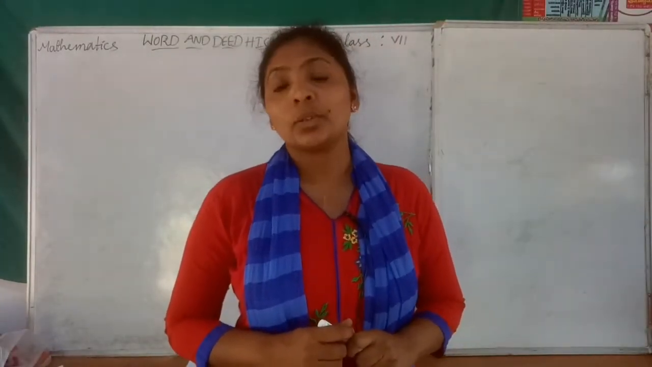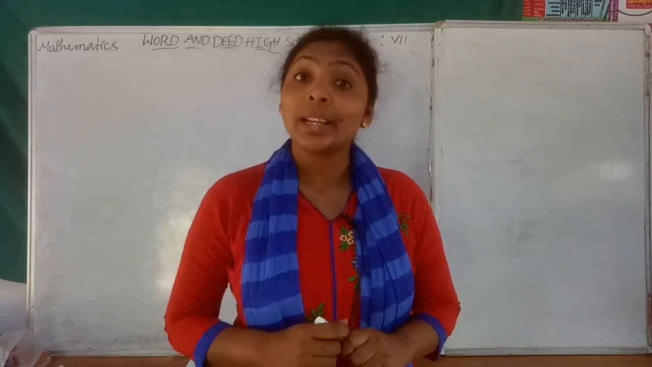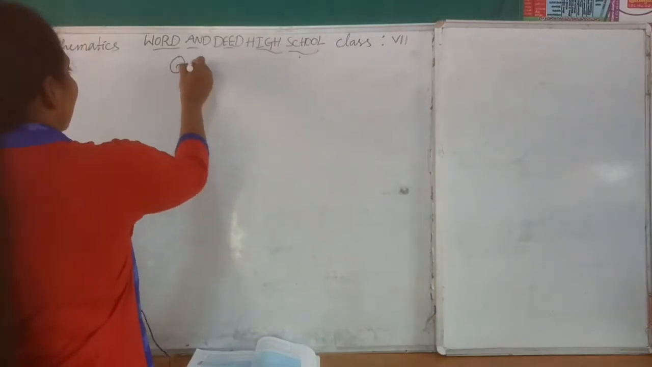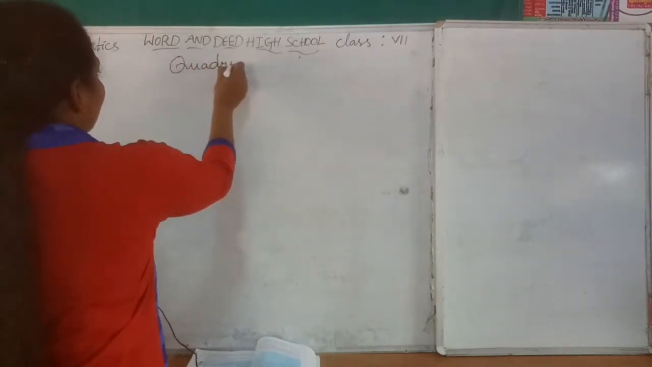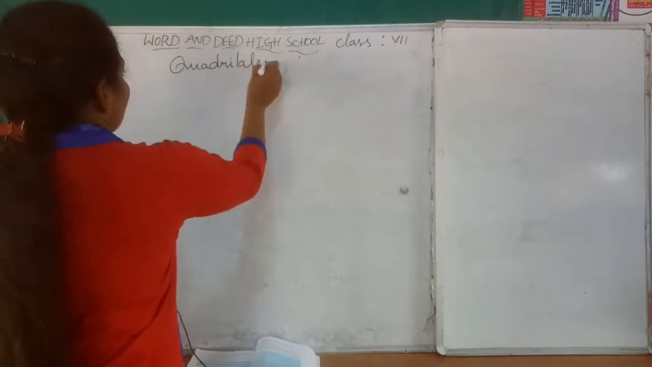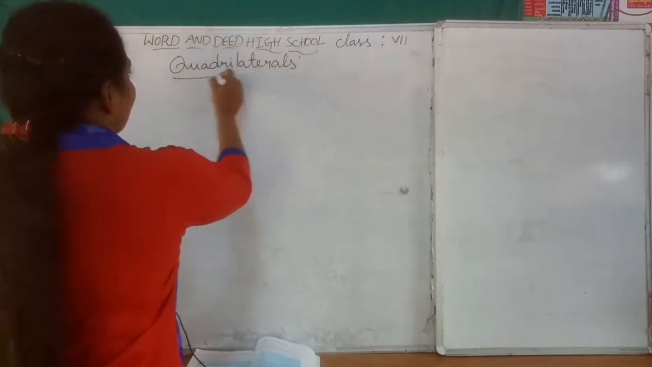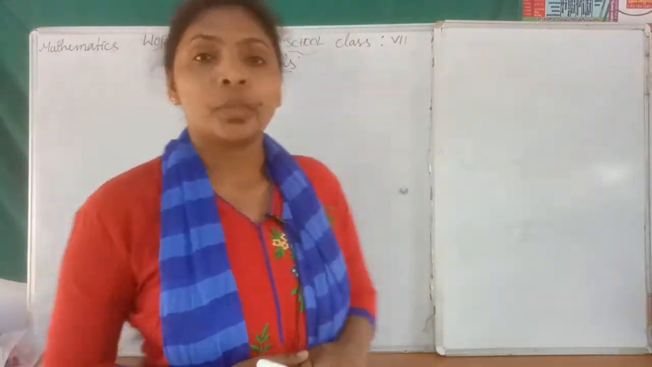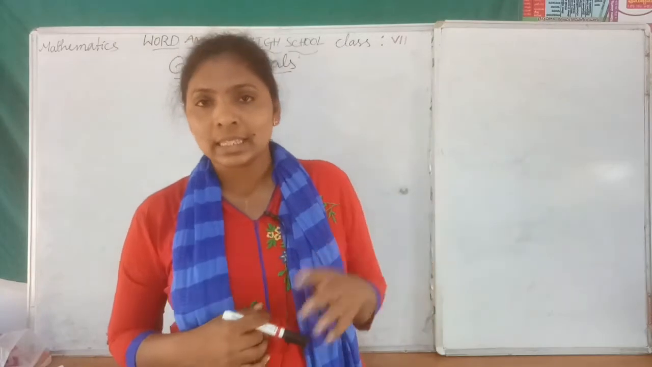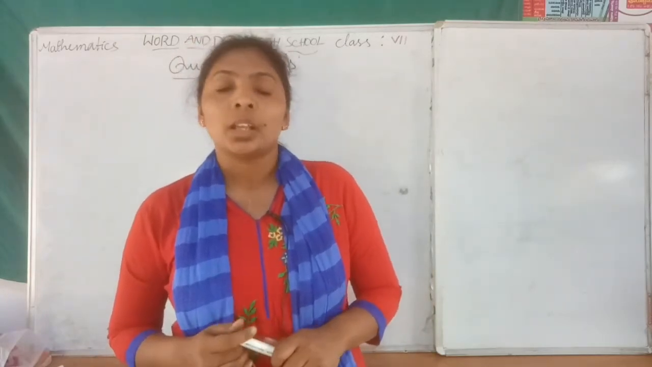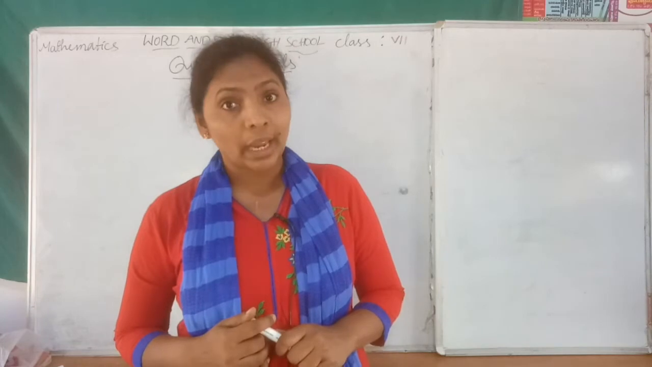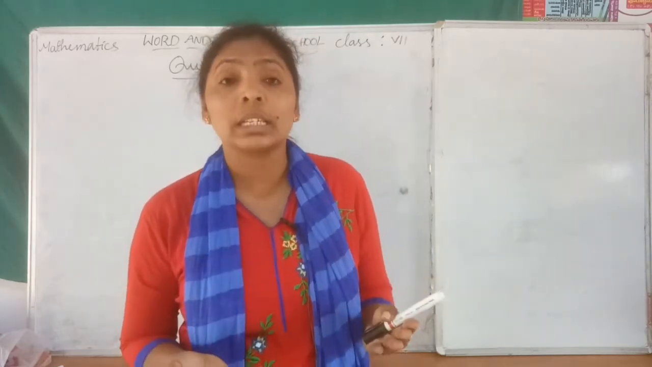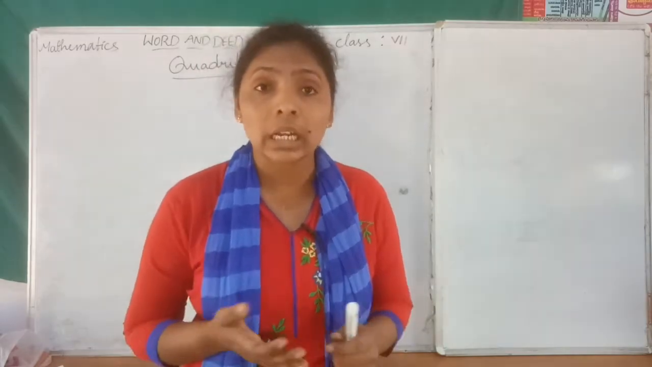In this session we are going to discuss a new chapter, quadrilaterals. What is that? Quadrilaterals. Yes, quadrilaterals. What is a quadrilateral? Okay. So in previous class, in 6th class, we discussed rectangle, square, triangle. How can you identify whether it is a triangle or not, rectangle or not, square or not, children?